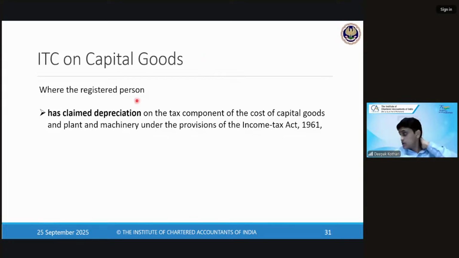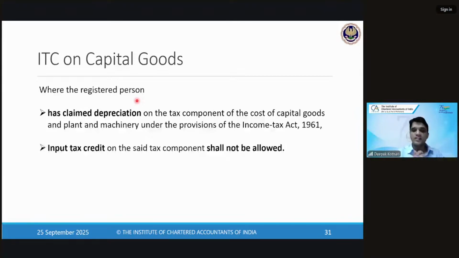ITC on capital goods, where the registered person has claimed depreciation on the tax component of the cost of capital goods and plant and machinery under the provisions of income tax, then input tax credit shall not be allowed. Right? You can't take the benefit of both income tax depreciation and GST. You bought a machinery for 10 lakh rupees. The supplier has charged 1 lakh 80,000 rupees.